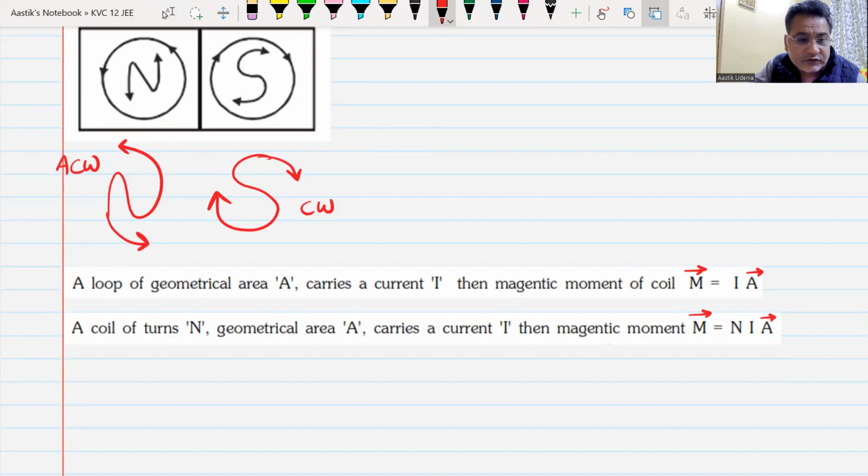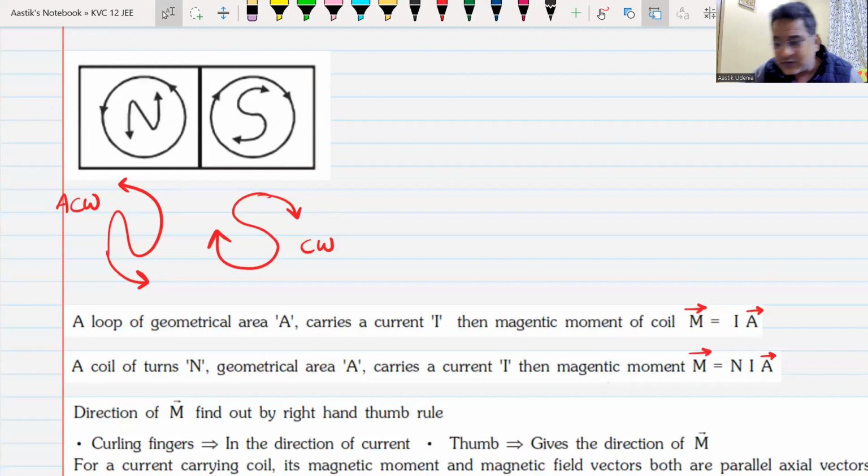If you want, you can also write the direction of magnetic dipole moment. I have told you so many ways of finding out the direction. You can also find out the direction by the right hand thumb rule. Turn your fingers in the direction of current. The direction of thumb will give you the direction of magnetic dipole moment. I'll give you 1 minute to note this down. Let me know once you are done.